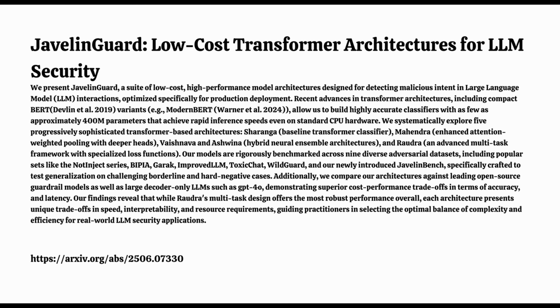Well, this deep dive into the JavelinGuard paper really provides a clear picture of their approach and findings. It feels quite practical. I think the core takeaway is that this research presents a pretty compelling case for using dedicated, low-cost transformer architectures as a robust, fast, and highly efficient layer of security for LLMs. Yeah. By specifically designing models like Raudra and Mahendra for this detection task and optimizing them for speed, they offer a practical solution to those real-world production challenges posed by prompt injection and jailbreak attacks. And often outperforming much larger models for this specific job while being orders of magnitude faster. That's the key finding.